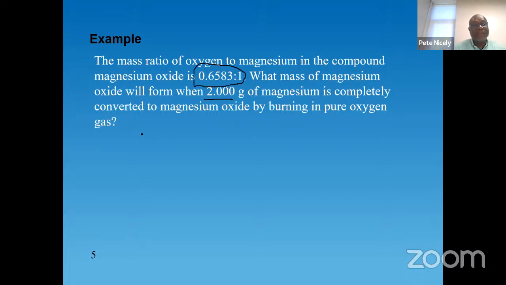So you can find out the mass of oxygen by simply taking this mass here, 2.000 grams, and multiplying it by a conversion factor, which represents the ratio between the magnesium and the oxygen. So this is 2.00 grams of magnesium. And we know that for every 1 gram of magnesium, there is 0.6583 grams of oxygen. Let me take all these.